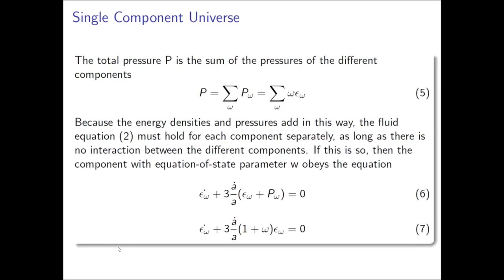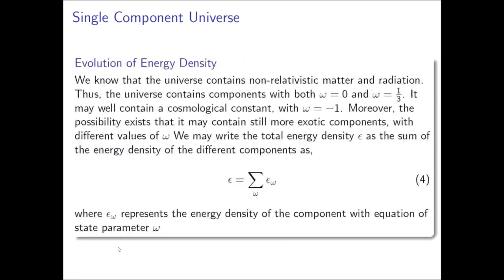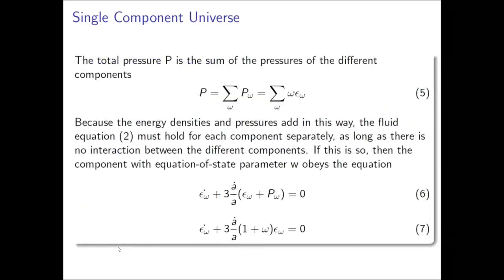The total pressure behaves in the same way: you can individually add up the contributions from the individual components, so the total pressure is the sum of all the individual components' pressures. As we saw in the previous lecture, the pressure is given by the equation of state parameter times the energy density. Because the energy density and pressure add in this way, the fluid equation, equation number 2, can be written as equation number 6.